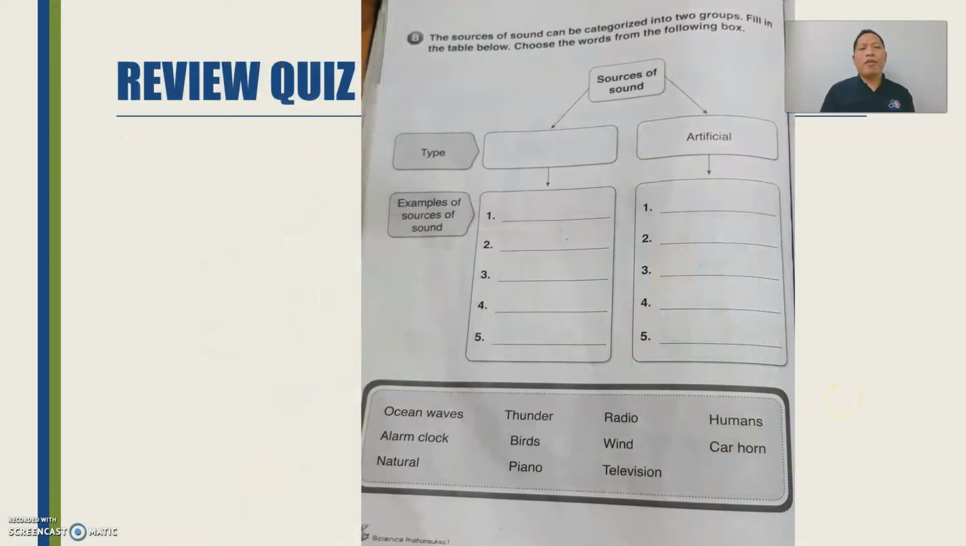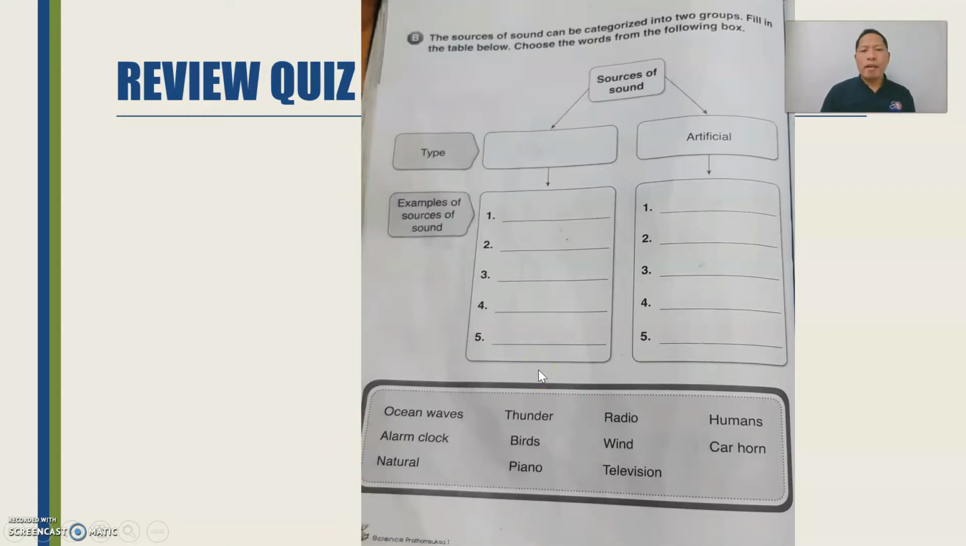Okay, welcome again for our review quiz. The review quiz that we answered last meeting is all about sources of sound. There are two types of sound. Name it: natural and artificial. And they have many examples in this box below.